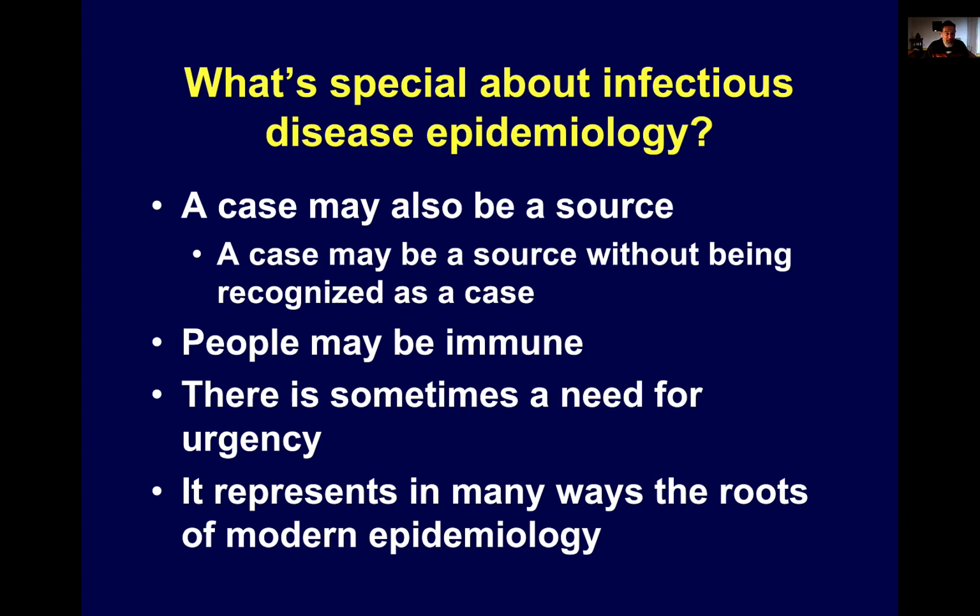And related to this is that a case may be a source of infection without being recognized as a case. And this is this whole notion of asymptomatic spread or pre-symptomatic spread, which we've been hearing about in the current pandemic situation. Another one is that people may be immune after they become infected or after they receive a vaccine. And this is something that we have to factor into how we understand or predict the likelihood of spread or risk in populations. There's sometimes a need for urgency, and it represents in many ways the roots of modern epidemiology.